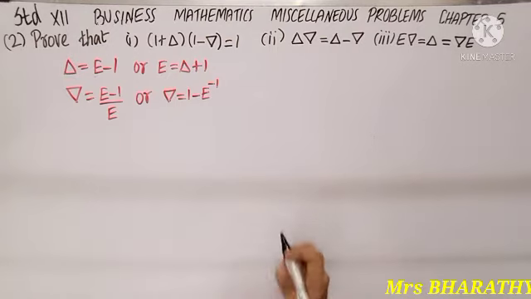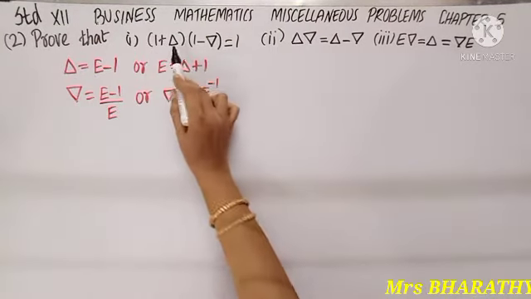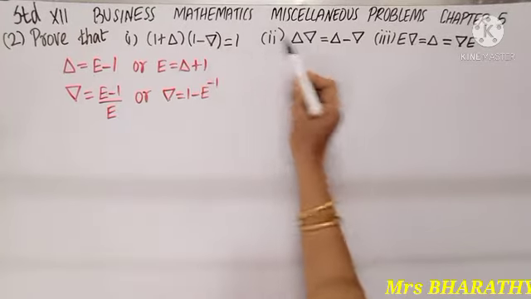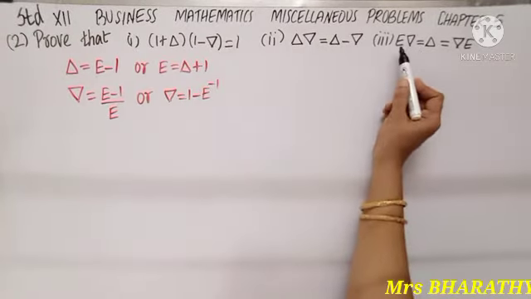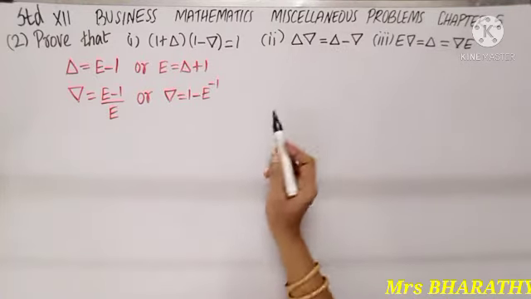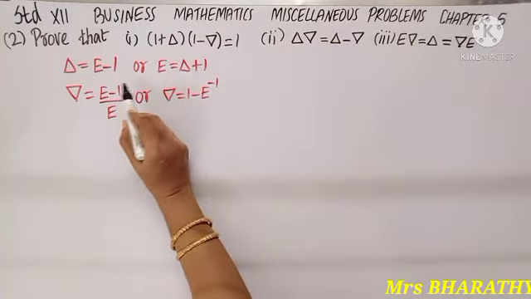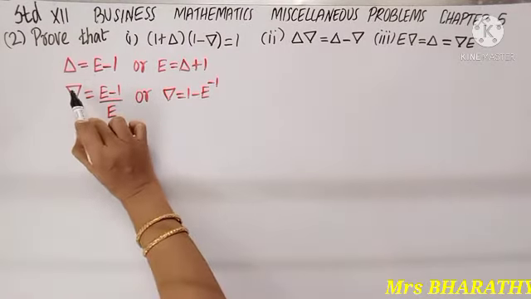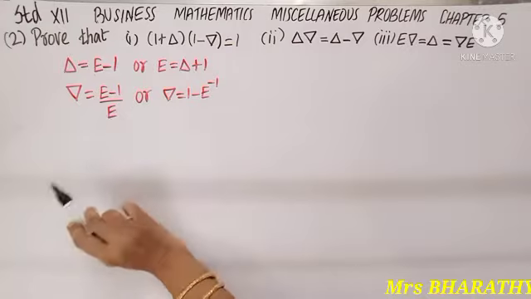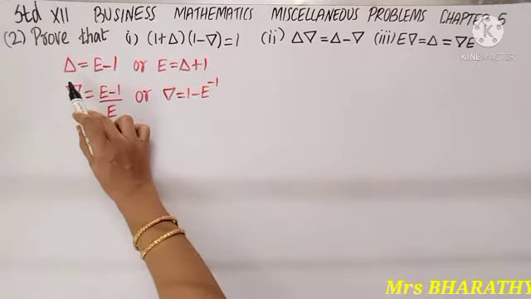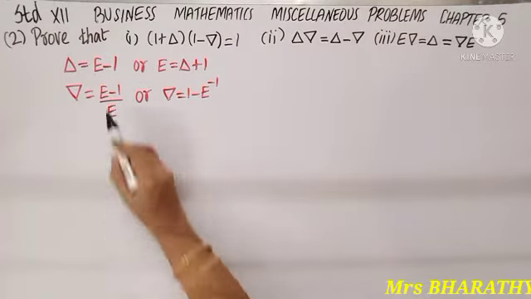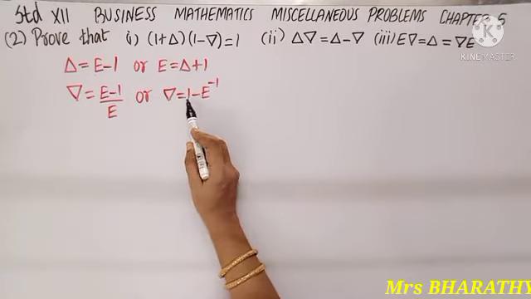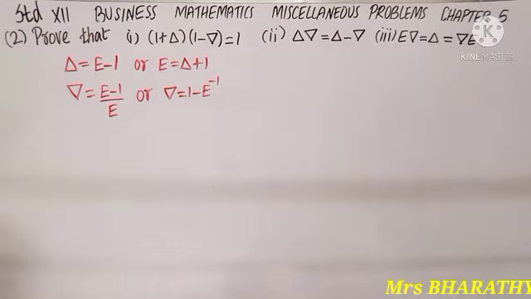Question number 2. Prove that 1 plus delta into 1 minus nabla equals 1. All the problems have E, delta, nabla. So let us recall the relation between E, delta and nabla. Nabla equals E minus 1 by E, whereas delta equals E minus 1. This E minus 1 by E I can rewrite as 1 minus E inverse.